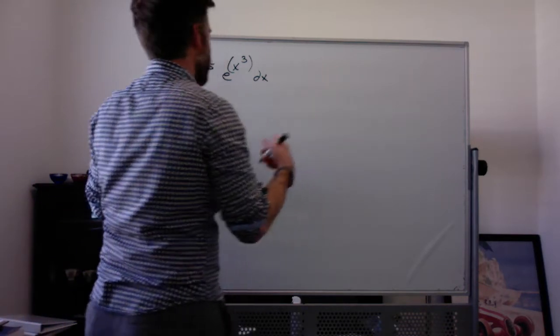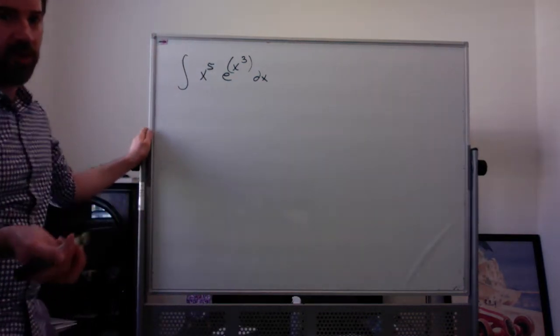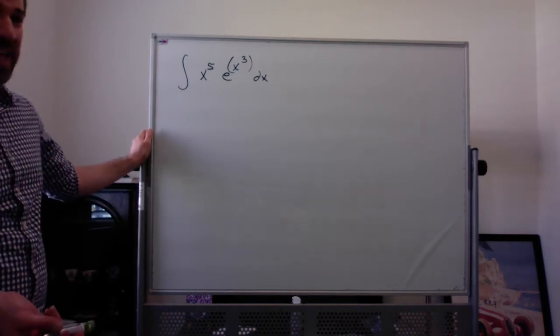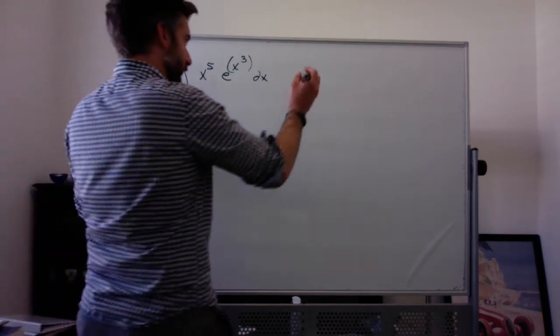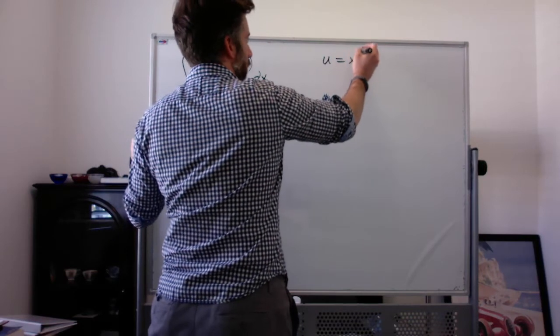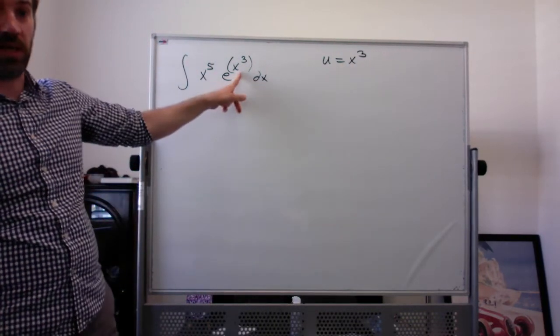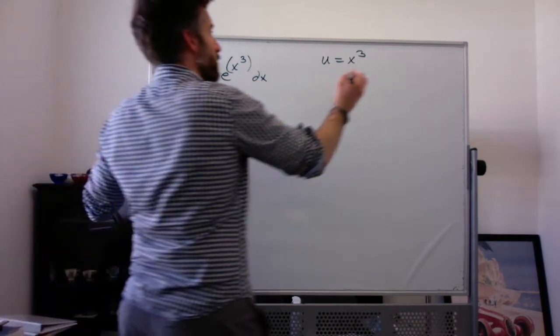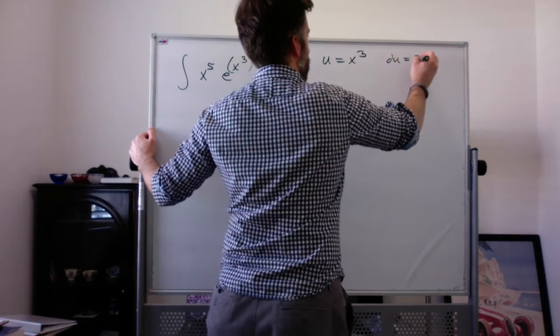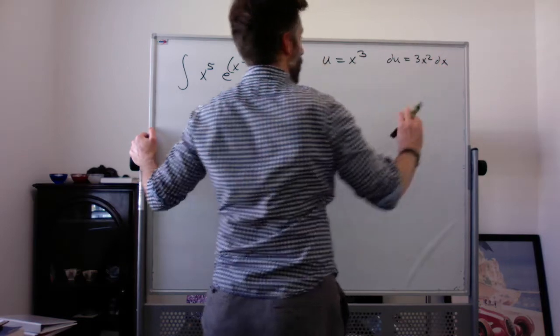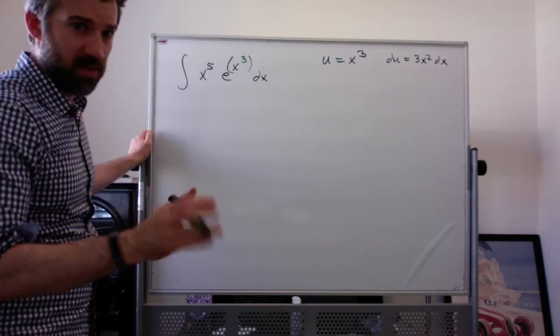So since I don't know how to do this with integration by parts, I'm going to fall back on my usual method of attack, which is, can I do a u sub? Well, yes. A good choice for u would be x cubed, because x cubed is stuck inside the exponent here. The du is 3x squared dx. I'm not doing integration by parts yet. I'm not finding v and dv and all that.